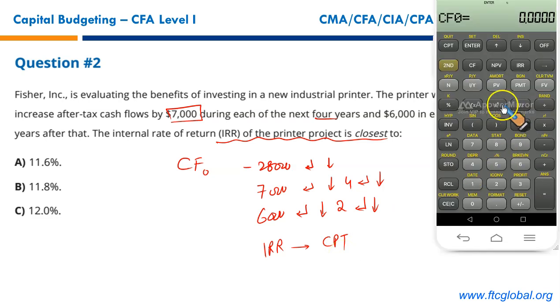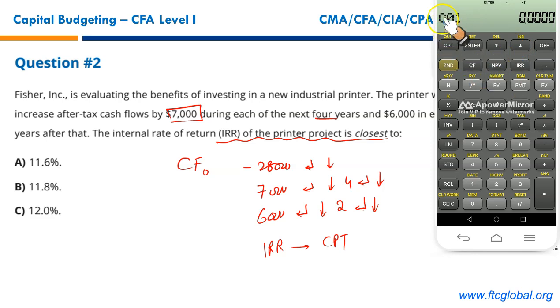Alright, so this is your financial calculator, fully functional. First you will press the CF key. Then you will enter 28,000. Make sure you understand the concept. 28,000, and don't forget to put the negative sign because it's an outflow at year 0, right? After this, you need to press enter and the down arrow key, in the same sequence I've written.